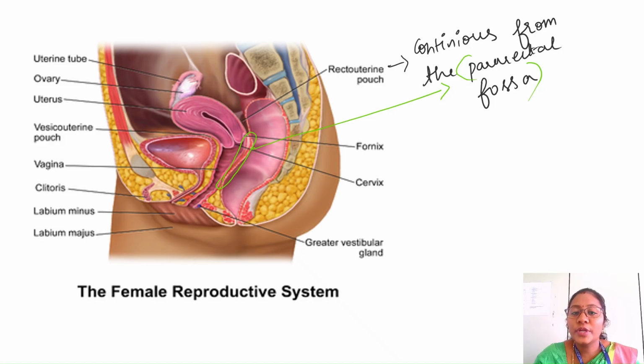The recto-uterine pouch is continuous with the pararectal fossa. The pararectal fossa is present anterior to the rectum and the vaginal wall. See, this is the vaginal wall and this is the rectum. The pararectal fossa is present between the anterior surface of the rectum and posterior to the vagina. This region is the pararectal fossa.